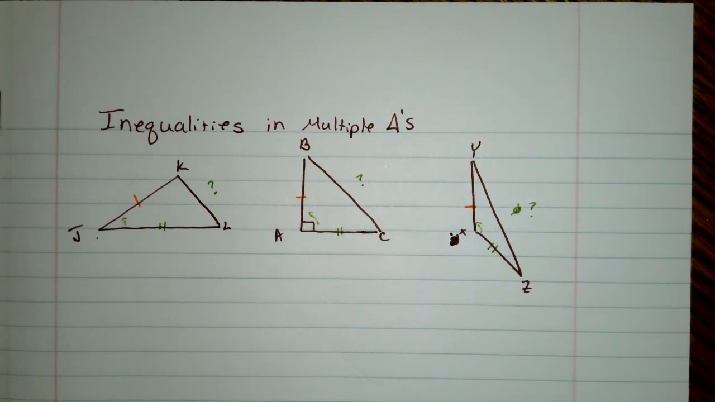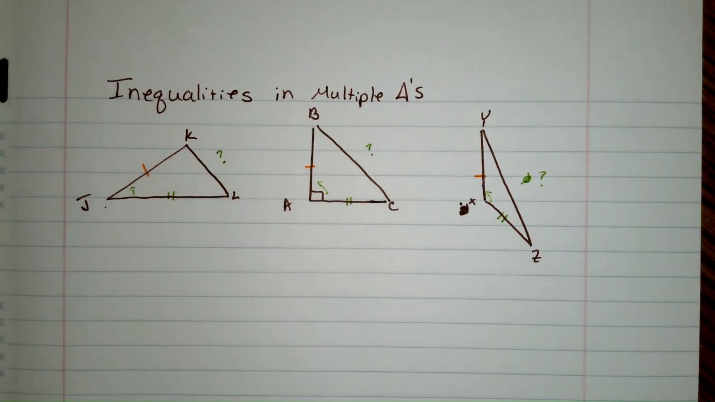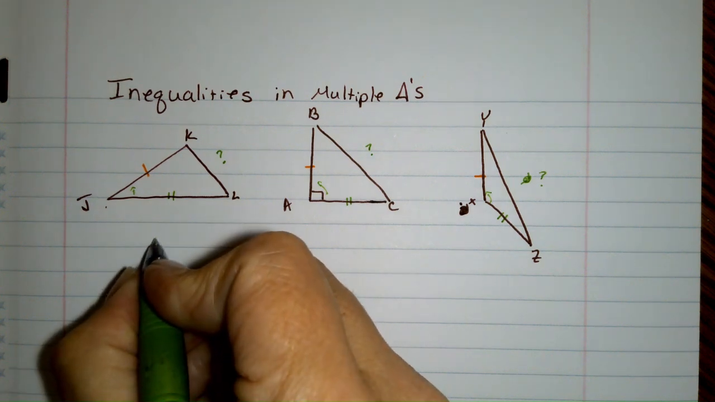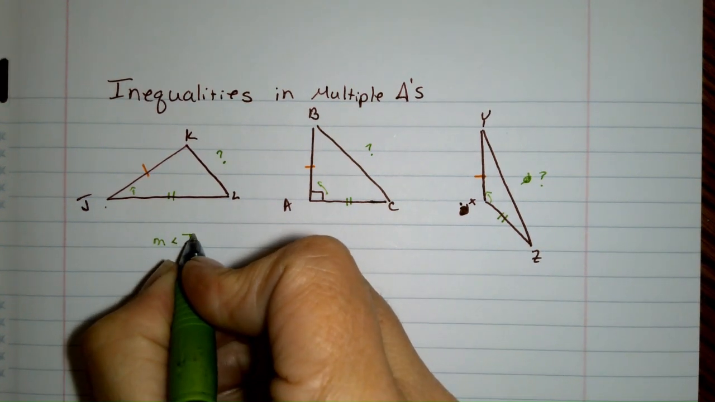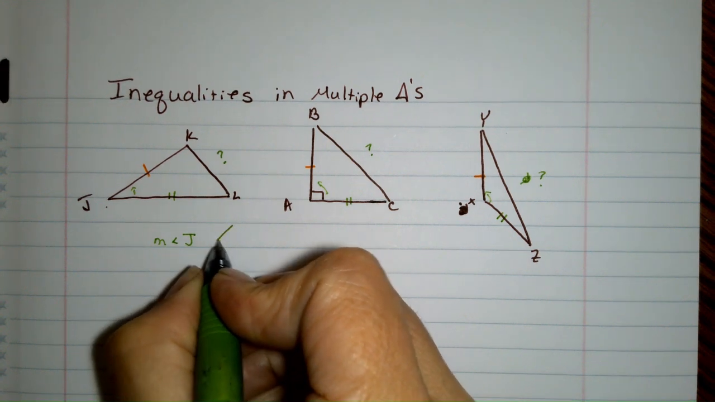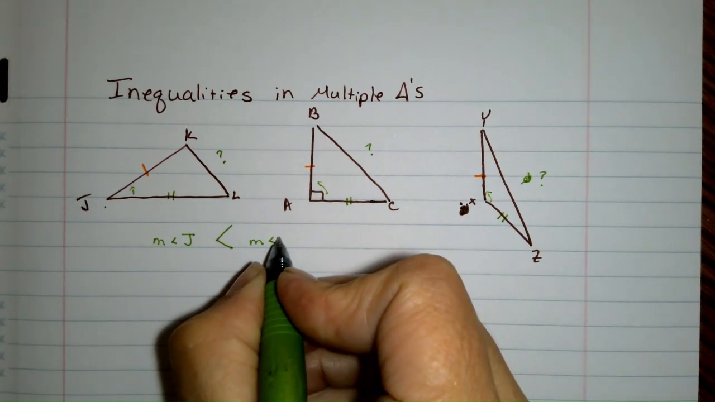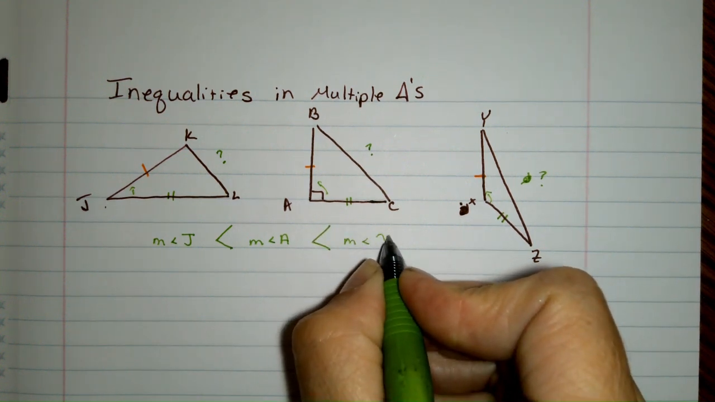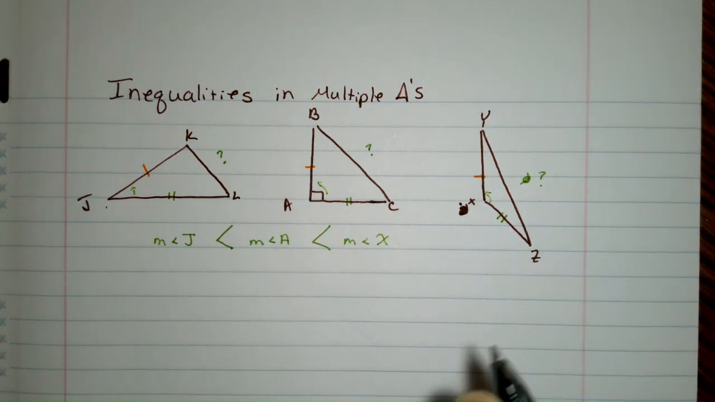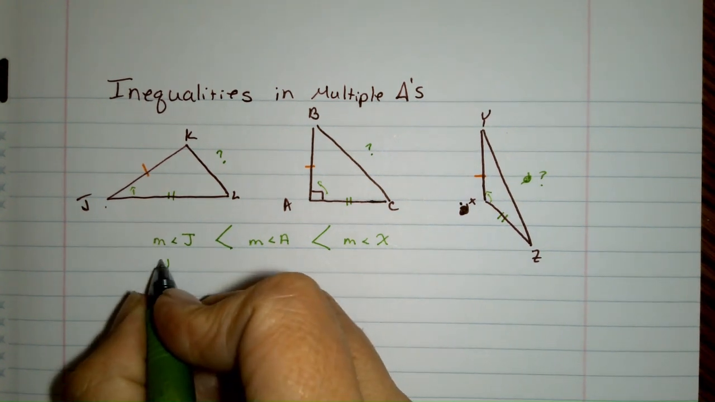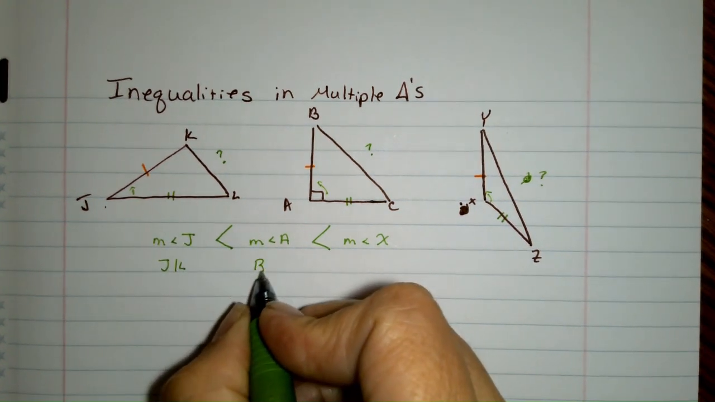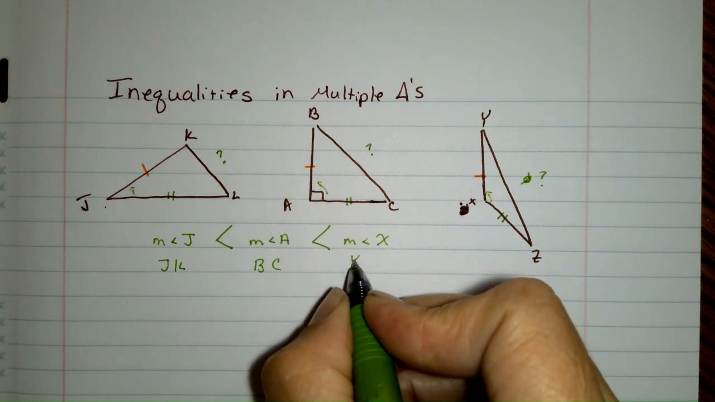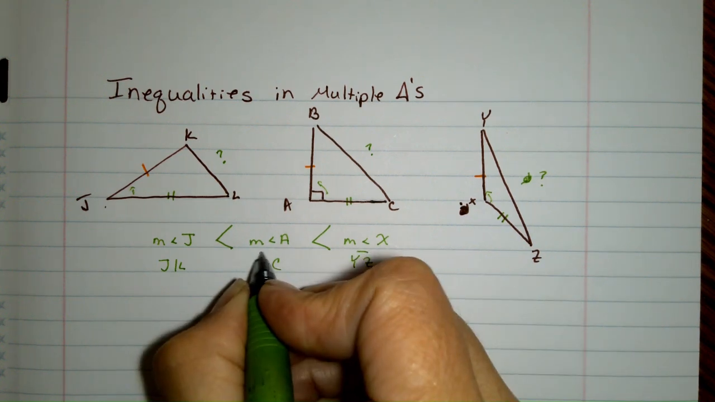So they're not congruent because the side did not hold consistent, but because the measure of angle J is smaller than the measure of angle A, which is smaller than the measure of angle X, we actually can compare JK, BC, and YZ in the same way.